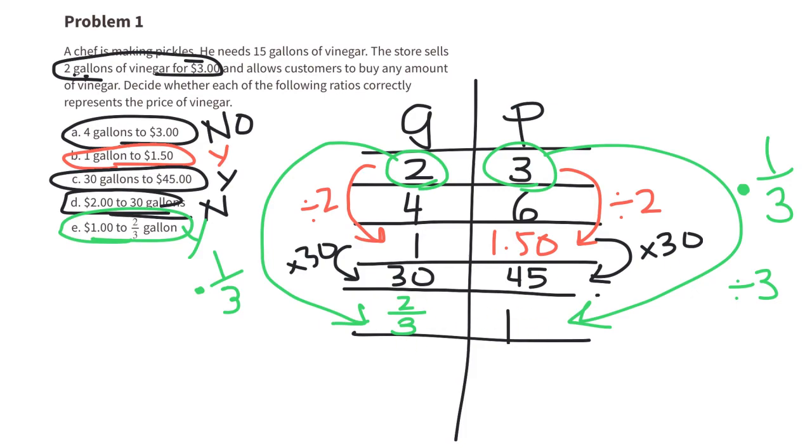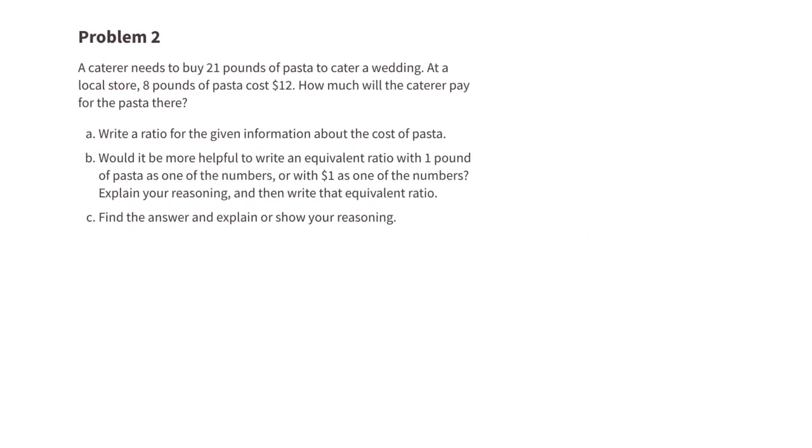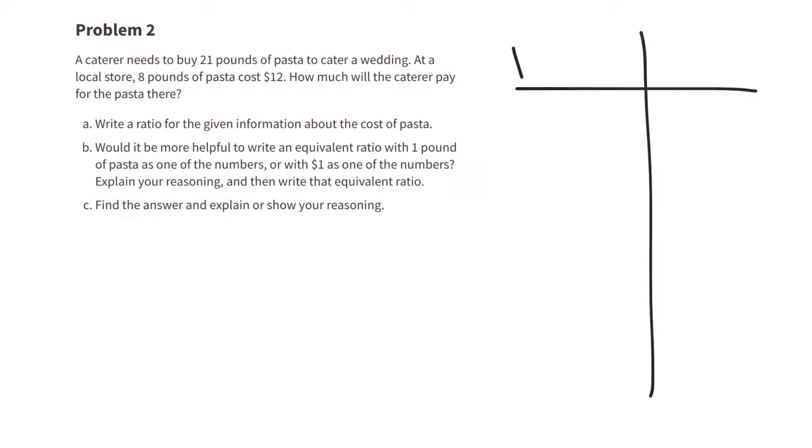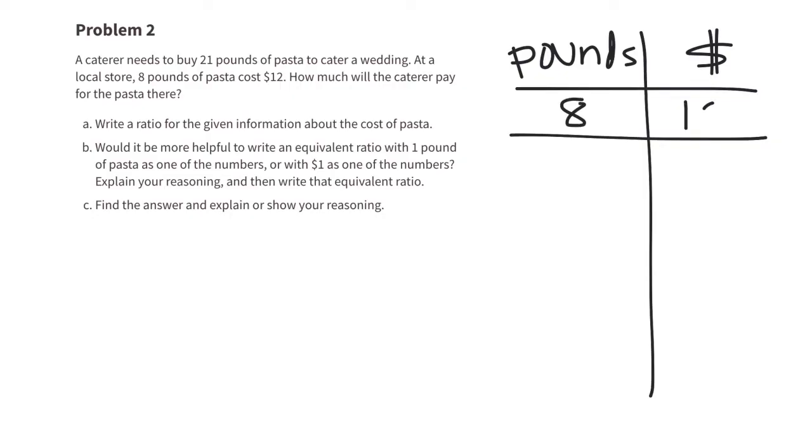All right, so we have a caterer who needs to buy 21 pounds of pasta, and we have a rate. Here's our rate. 8 pounds costs $12. So let's make a table. So we have pounds, and then we have money. And our big rate that we were given is 8 pounds costs $12. And our job is to figure out 21 pounds. How much will 21 pounds cost?